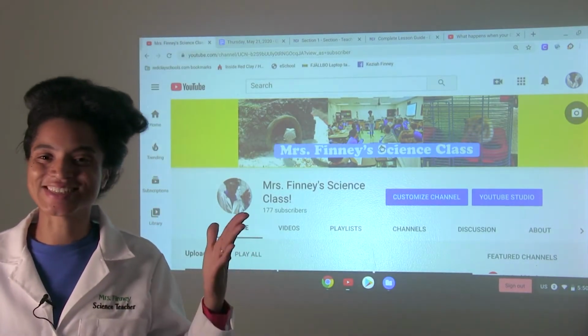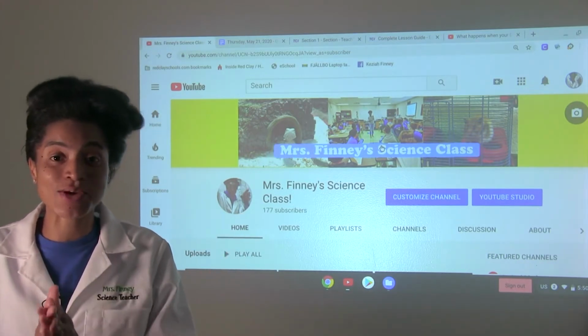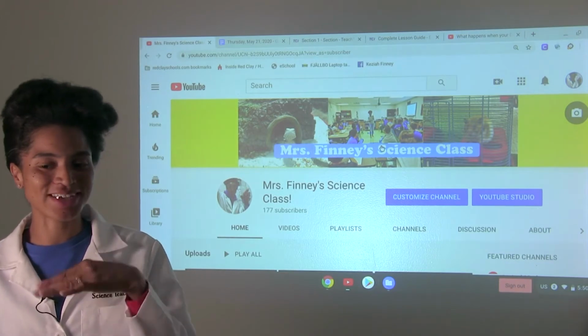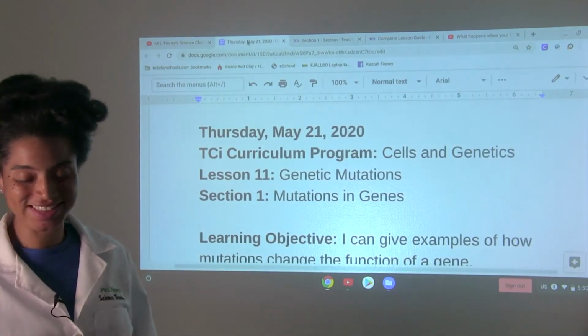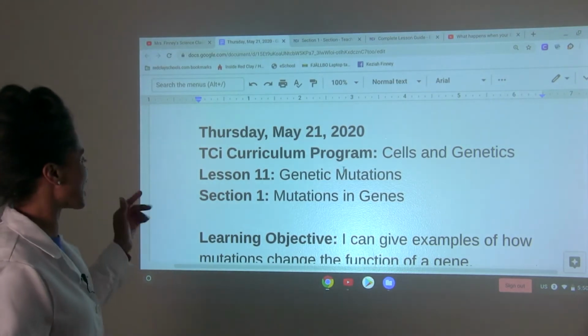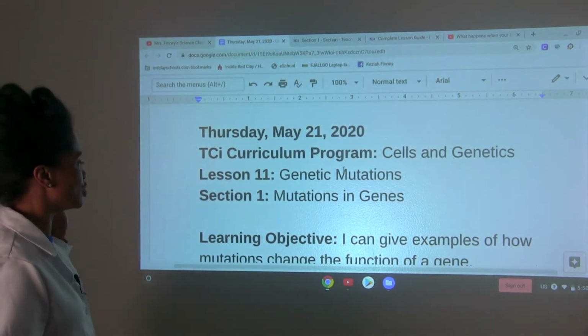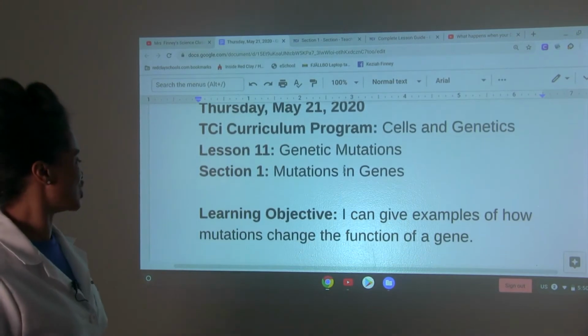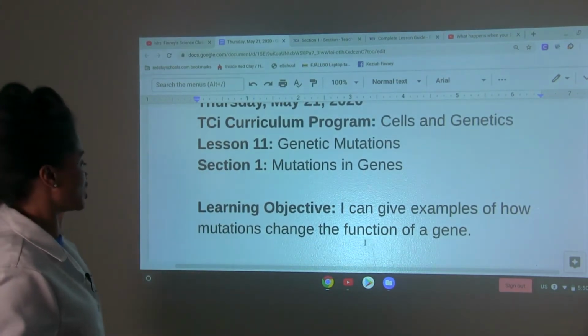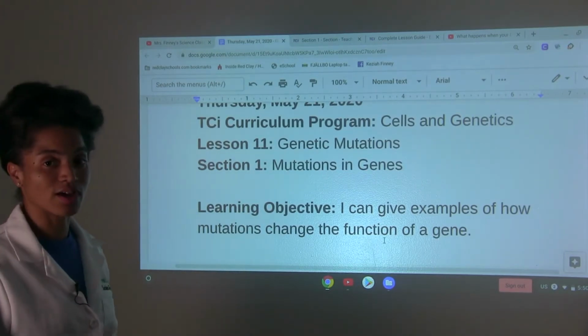Let's learn science. Today is day one of lesson 11, and the topic for lesson 11 is genetic mutation. All right, we're starting off with section one that talks about mutations in genes. Learning objective: I can give examples of how mutations change the function of a gene.